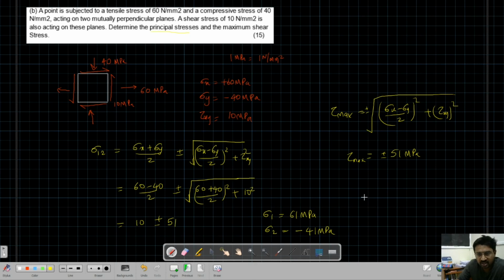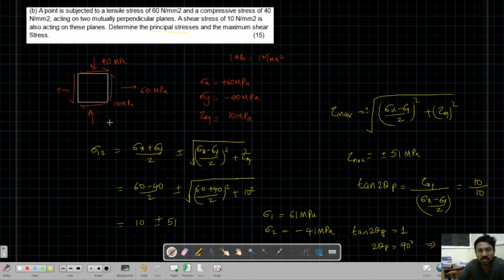You can also give the principal plane if they ask in some other problem. Tan 2 theta p is given by tau xy divided by (sigma x minus sigma y) by 2. So this gives me 10 upon 10, which is 1. So tan 2 theta p is 1, so 2 theta p is 90 degrees. This gives me theta p equal to 45 degrees, plus minus.